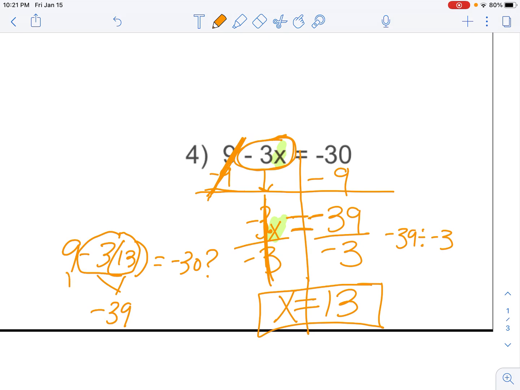And then now I'm going to bring down this 9. And then now equals negative 30. Does this work? And then type it in your calculator. 9 minus 39 equals negative 30. It's correct.